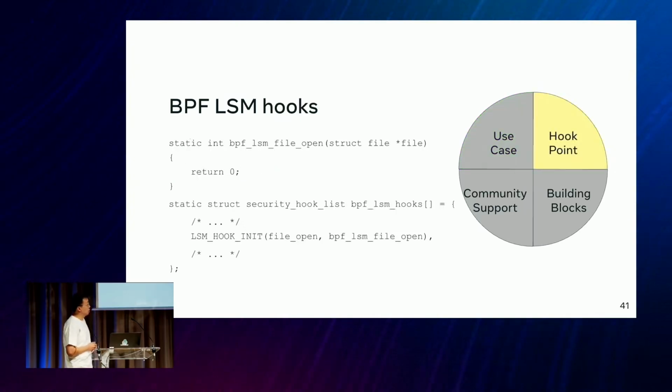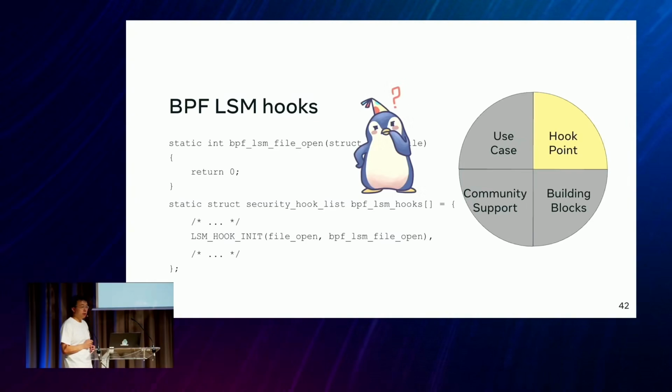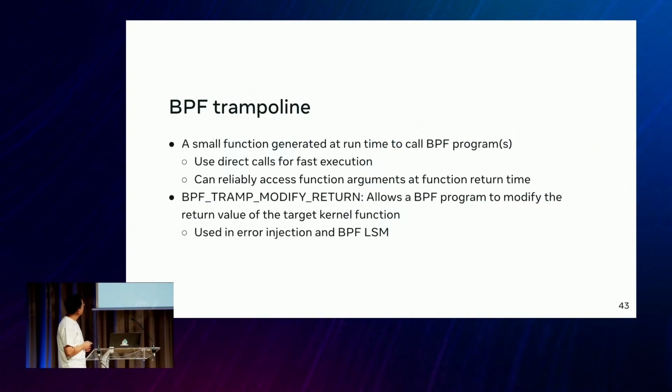For the hook point, we do something similar to any other LSM. We look at file open, and we register that. But this thing is a little bit of a surprise. This is just a function that returns 0. How would this work with BPF? So we use some magic that's enabled by the BPF trampoline.